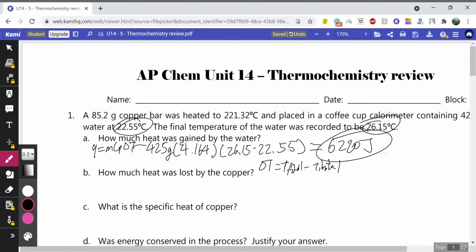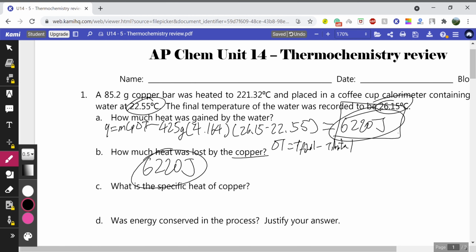So the second one, how much heat was lost by the copper? Well, the heat lost by the copper is being gained by the water. So the heat is going to be the same, 6,220 joules. 6,220 joules is lost by the copper to be gained by the water.